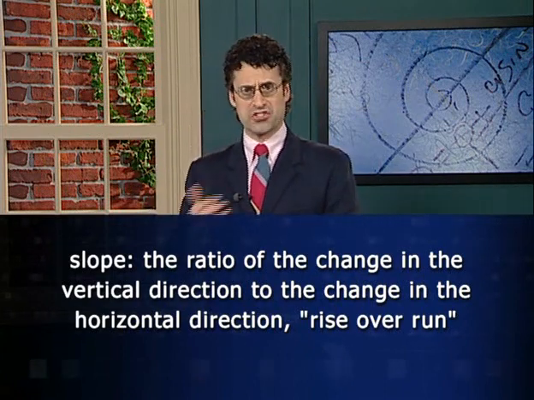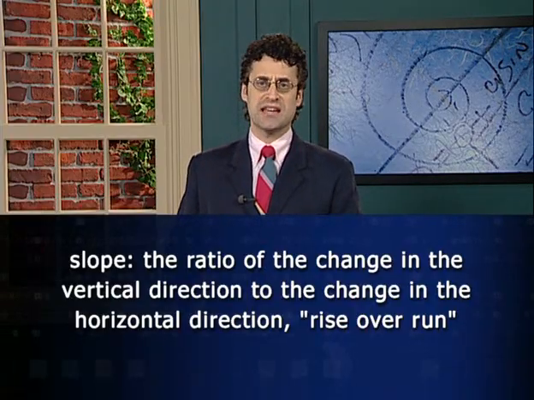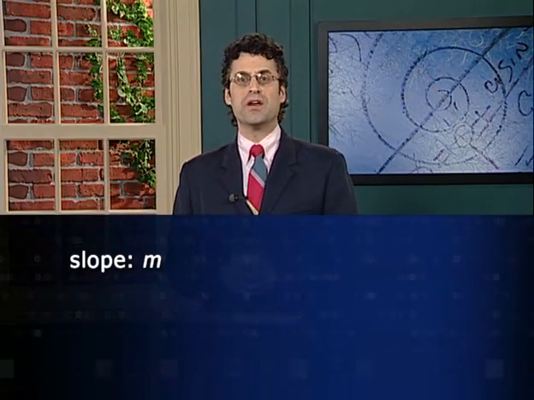Well, that ratio, the slope of a line, is usually in mathematics denoted by the lowercase letter m. The larger the m, the steeper the line is. Now, if m, or the slope, is positive, then the line is heading upward as it moves to the right. And if m were to be a negative number, then the line is heading downward as it moves to the right.